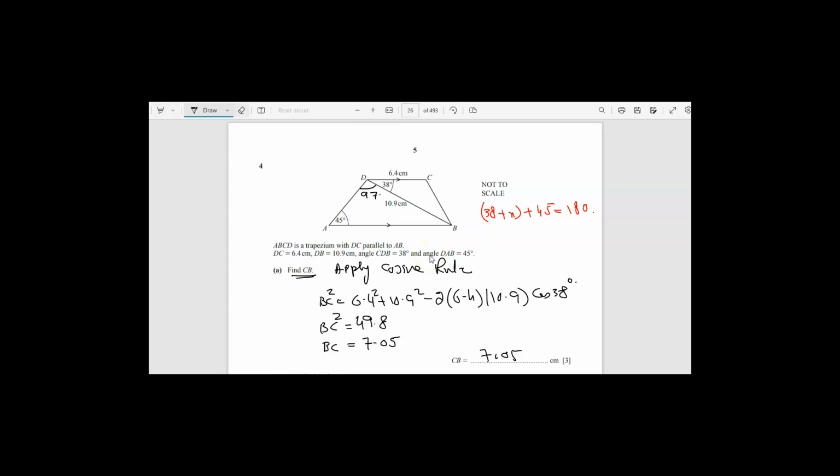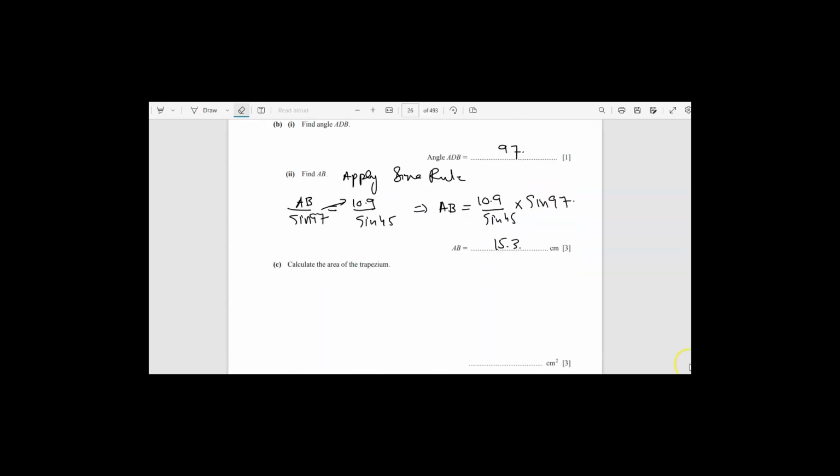Okay, next question is to find the area of this whole trapezium. If you can see in this trapezium, there is no height given. So instead of finding its height, it's better to find the area of two triangles. First find the area of triangle ABD, and then the area of triangle BDC. If we find the area of both triangles, we will add them to find the area of this whole trapezium.